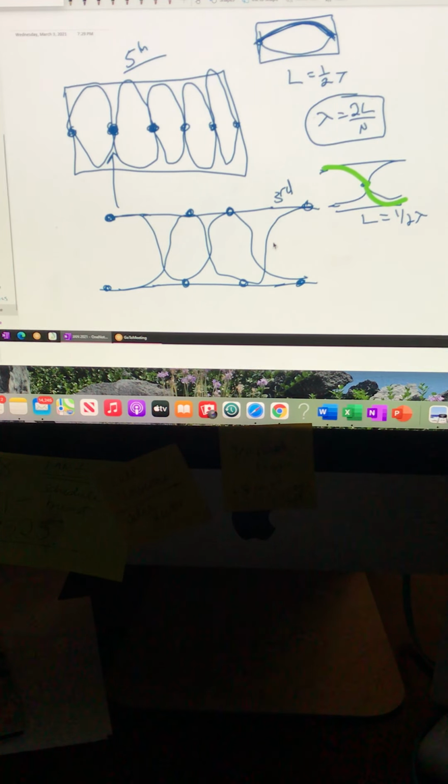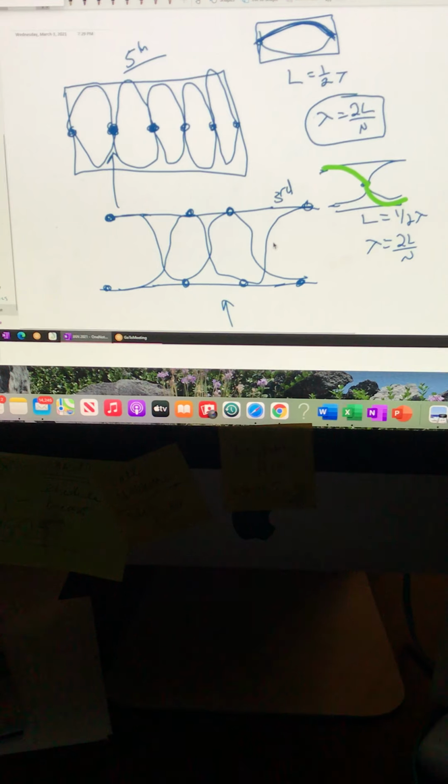Will it ever not have half a wave? Yeah, of course it will. Look at this. How many wavelengths in this pipe here? So long story short, wavelength equals 2L over N when you're closed at both ends or when you're open at both ends. You should know that.